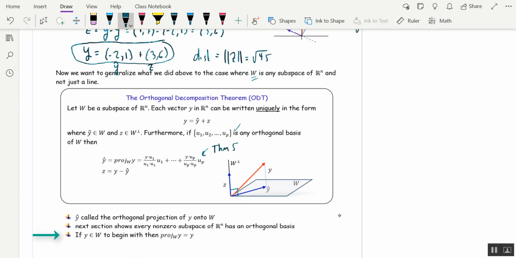And thirdly, this one makes good sense. If y is already in W, then when you project y onto W, you get y itself. So y hat is equal to y in the event that y is already in W.